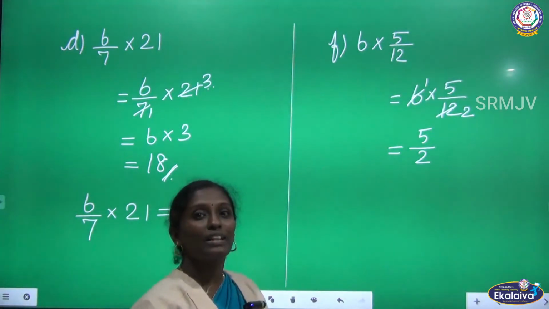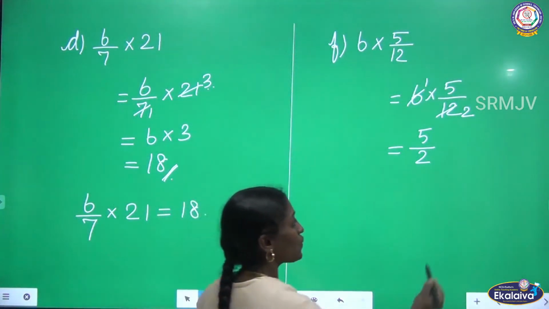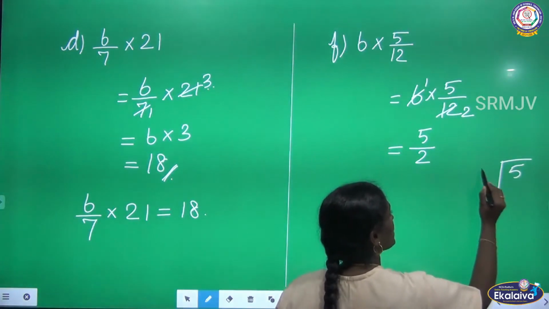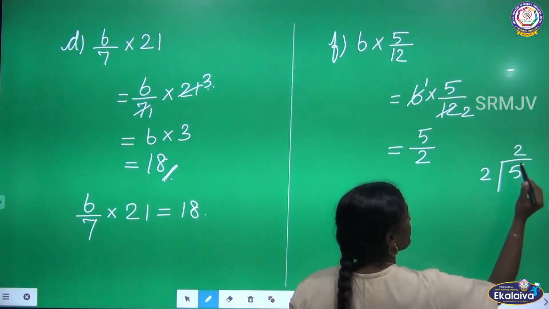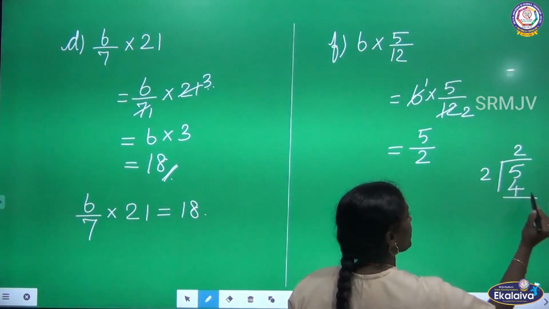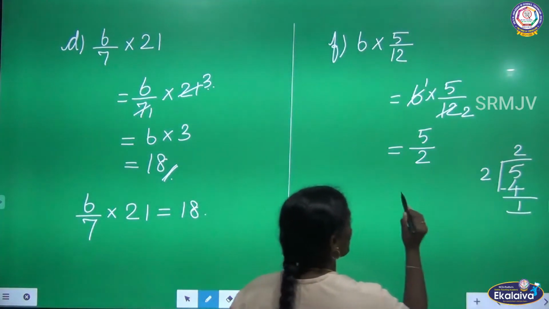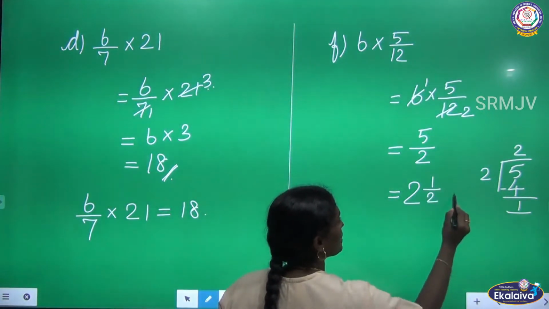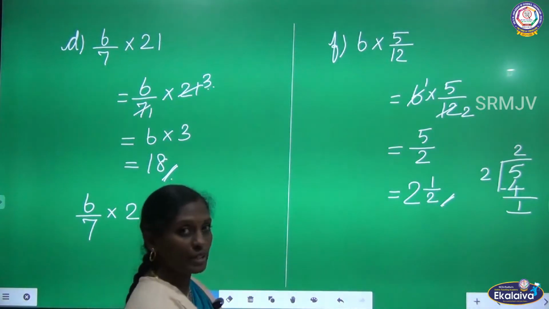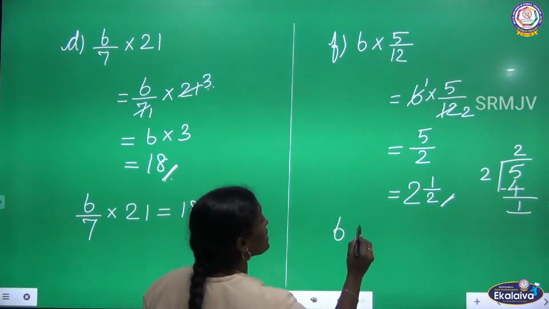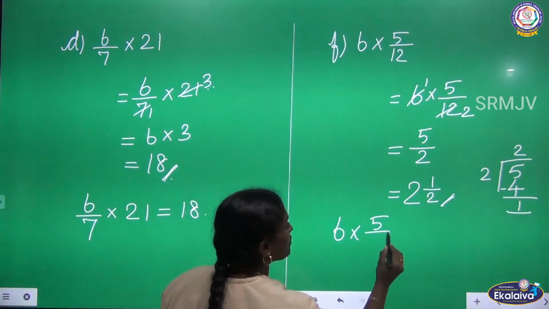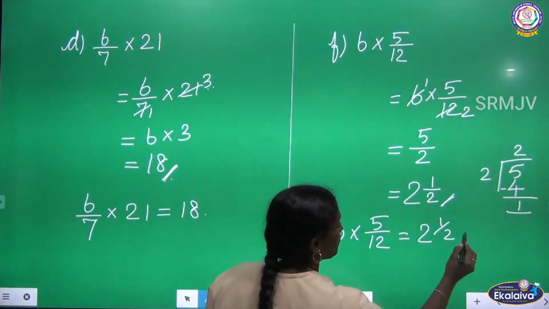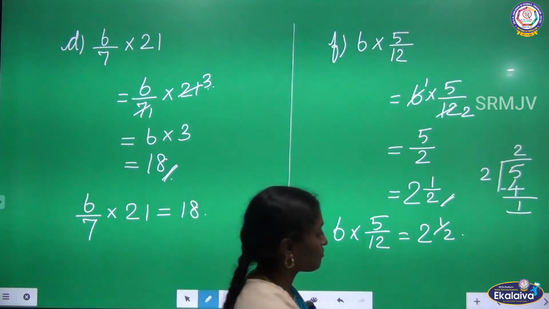5 by 2 is an improper fraction. So we are going to convert it into a mixed number. So 5 divided by 2. In 5, 2 times 4. Remainder is 1. So quotient, remainder by divisor. So 2 1 by 2 is the answer. 6 into 5 by 12 is equal to 2 1 by 2. Is it clear, children?